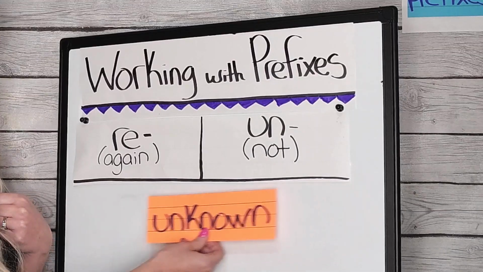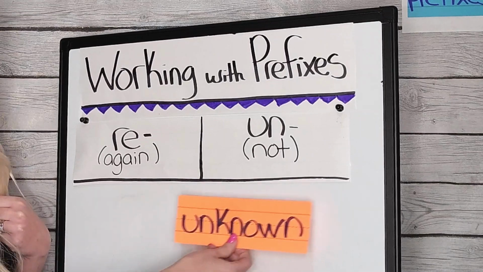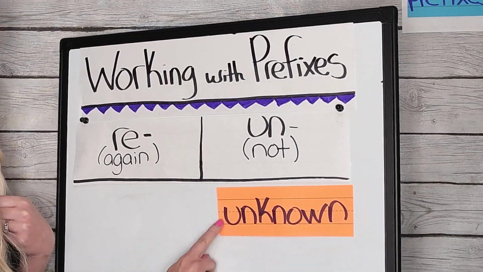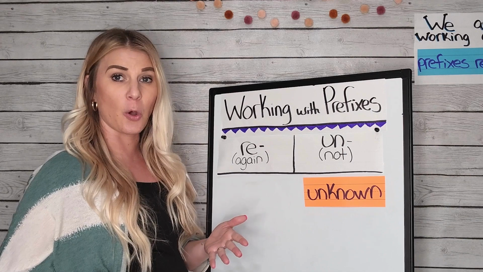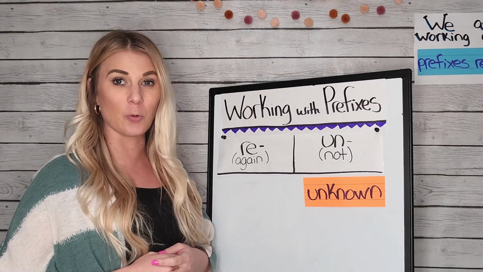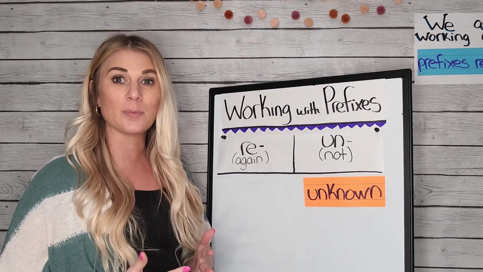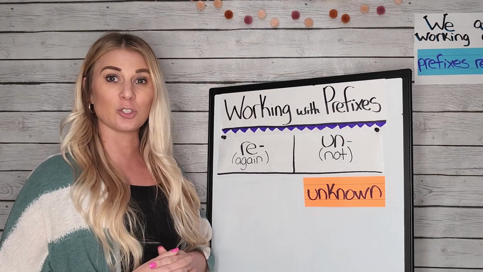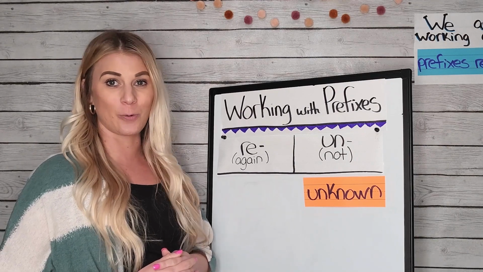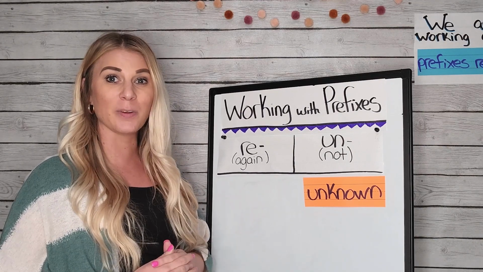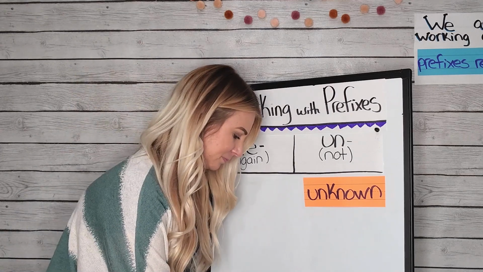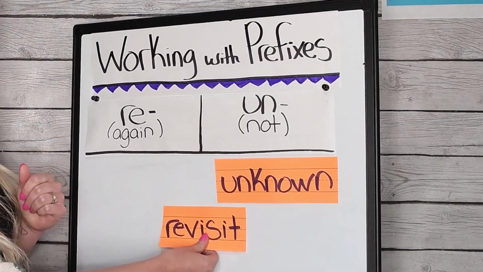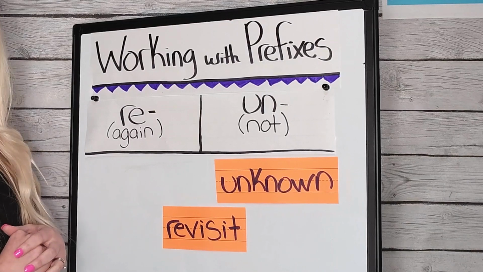Where do you think I would sort this word? You're right. I would put it here because my prefix is un. Unknown means not known. There are still so many places in Michigan that I would like to travel to that are unknown to me. Let's try reading another word.